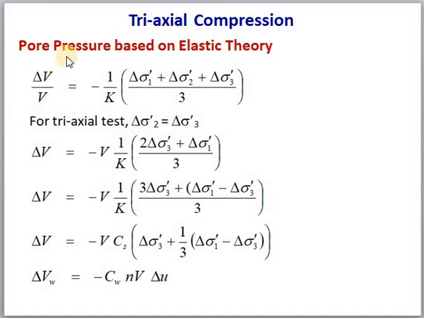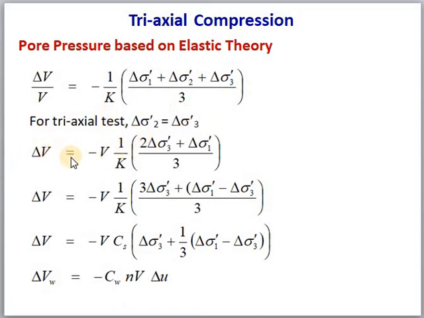So this is the change in volume by actual volume, which is expressed in terms of the volume compressibility multiplied by the stress. So here I am expressing this in terms of bulk modulus. I already explained that the volume compressibility of soil is the inverse of the bulk modulus, that is minus 1 by K, and you have all the stresses multiplied by 3. So here, as it is a triaxial test, delta sigma 2 dash is equal to delta sigma 3.